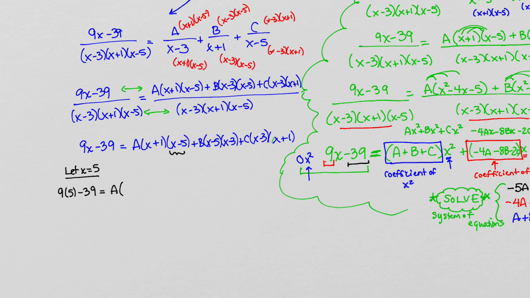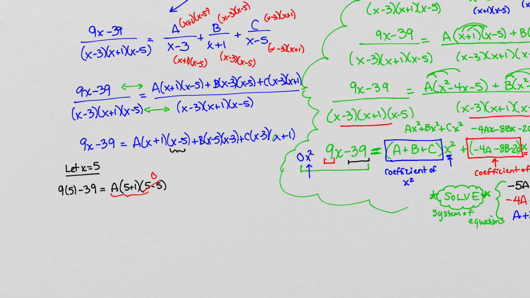I would have A times 5 plus 1, which is 6, times 5 minus 5, which actually turns out to be 0, right? And 0 times anything is 0, and that means that entire term would drop out. My A would drop out. Well, not only would A drop out, but notice x is 5, and so I would also be replacing 5 here in this second quantity.